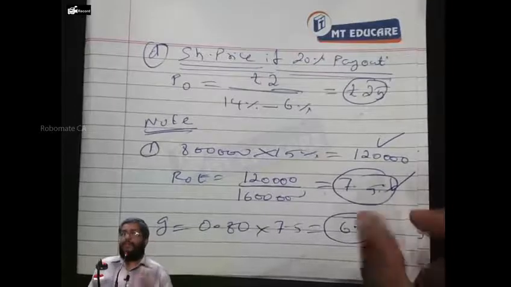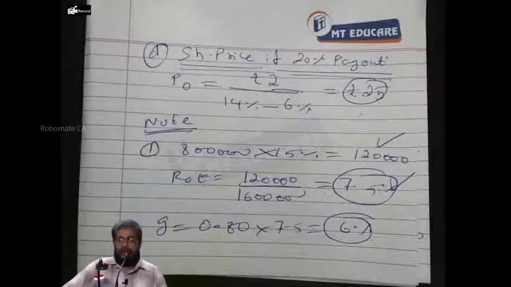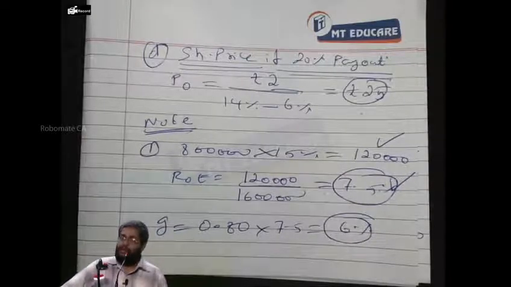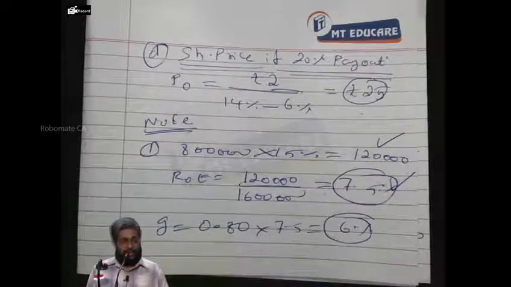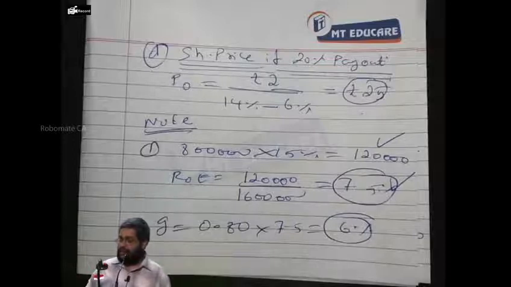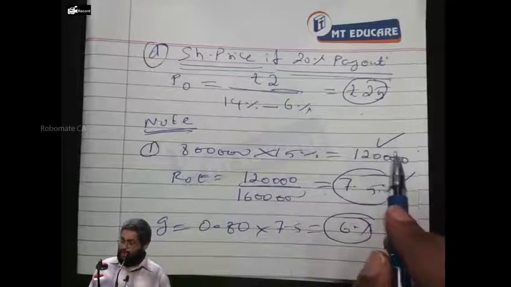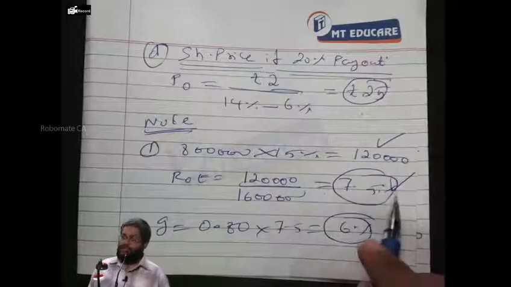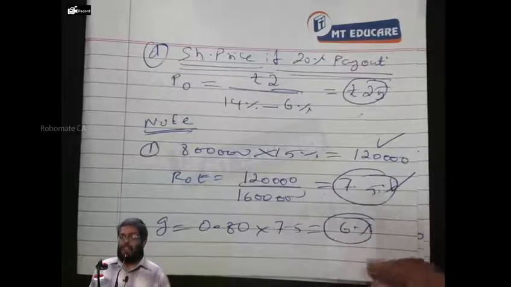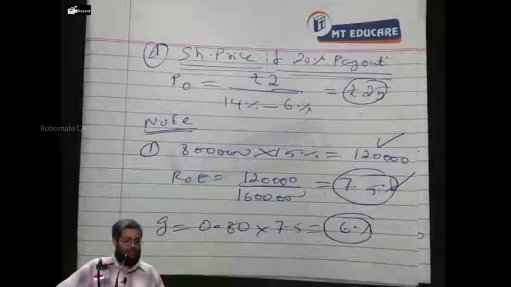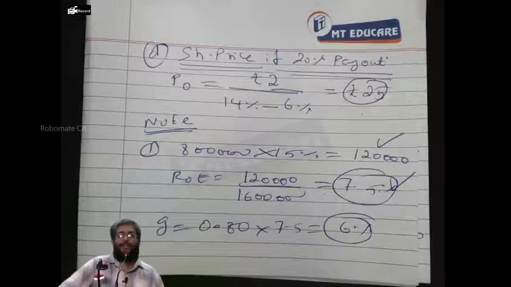Next, point number 3: G is equal to B into R. This is given by question A. Understood? G is equal to B into R, and the last line of the question is calculated. G is equal to B into R, where B is 0.8 into R, which is 7.5. 0.8 into 7.5 is equal to 6%. G is equal to 6%.